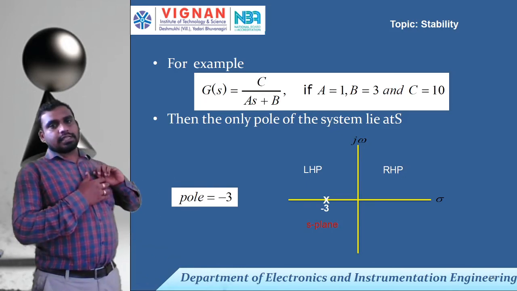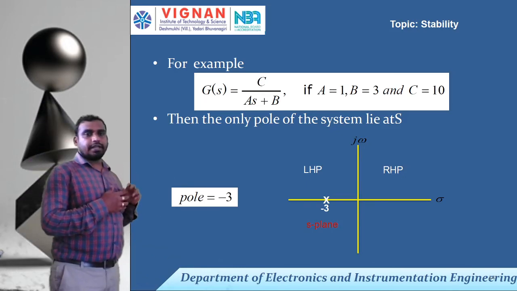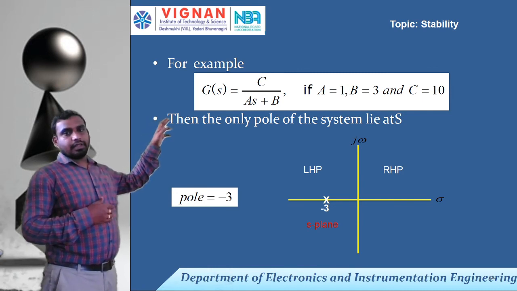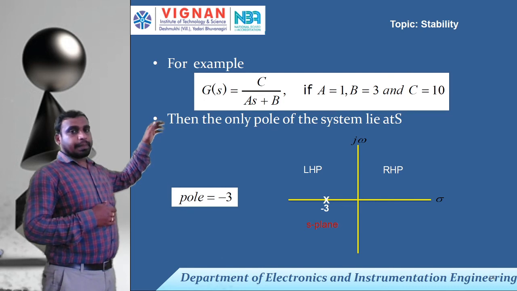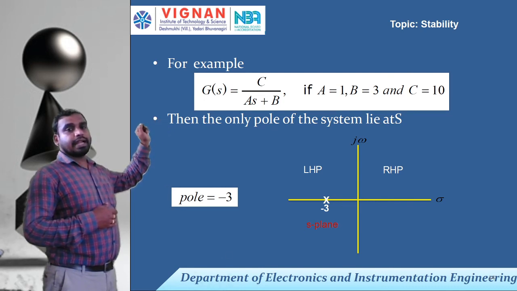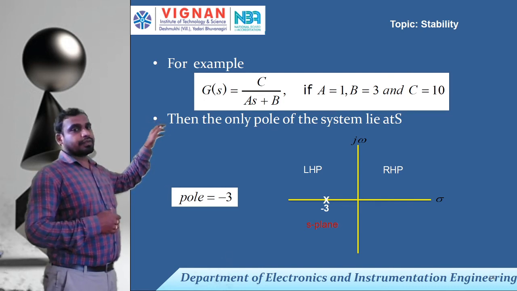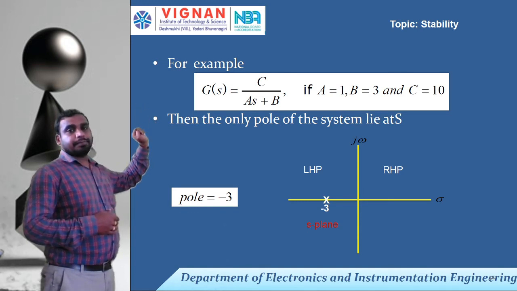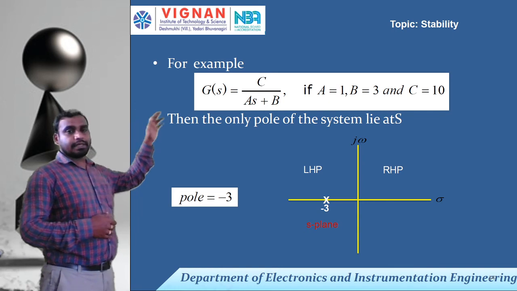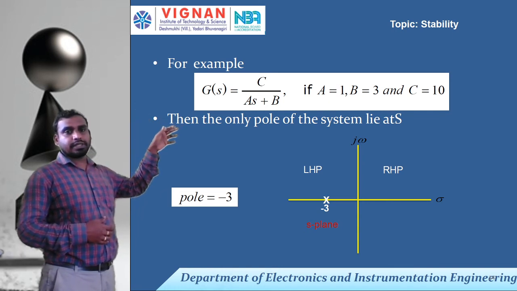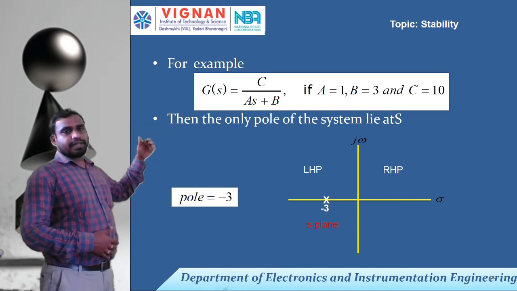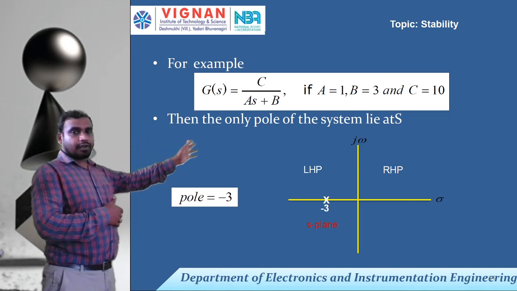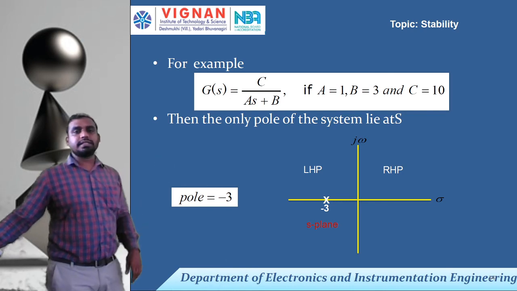So let us consider an example to estimate the stability of the system. G of s is equal to C by S plus B. Right? In this example, substitute A equal to 1, B equal to 3 and C equal to 10. So the transfer function will be 10 by S plus 3. Setting S plus 3 equal to 0 as the characteristic equation, what is the pole? The pole is minus 3. When it is minus 3, the system is said to be on the left half of the S plane. So it is said to be stable.